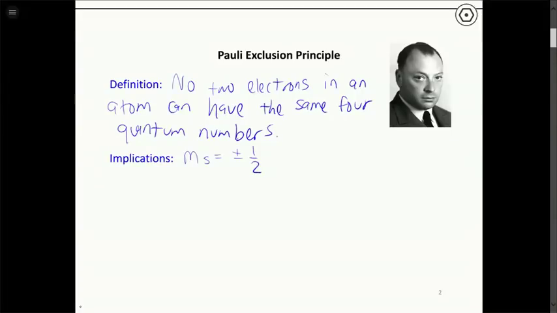So if the first three quantum numbers define the orbital that the electron is in, the fourth quantum number can only have two values, plus 1/2, minus 1/2. They can't be the same, and so that means there's a maximum of 2 electrons per orbital. If you put 2 electrons into the same orbital, you can have one with m sub s plus 1/2, one with m sub s minus 1/2, but you cannot have more than 2 electrons in a single orbital.